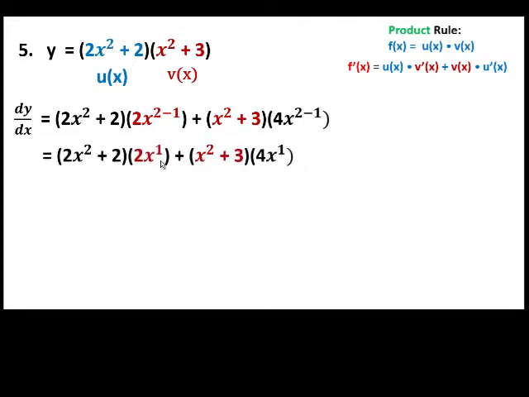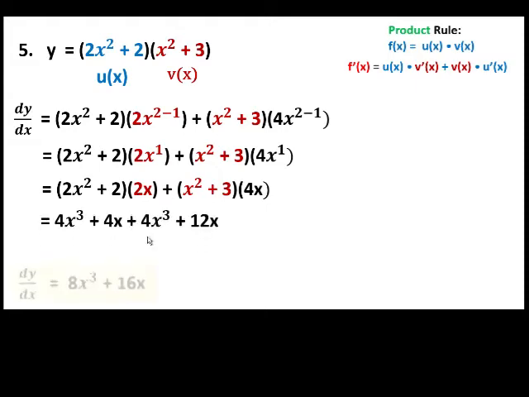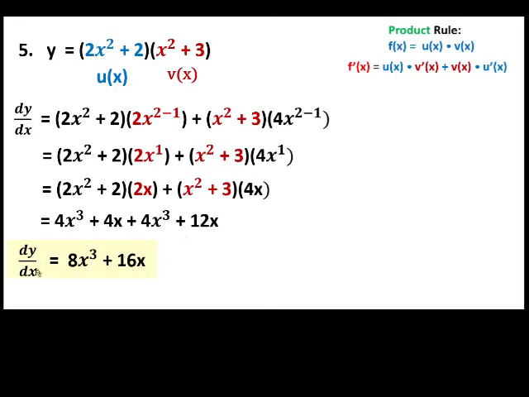Simplify the exponent. So distribute 2x in its terms and 4x in each of the terms inside the parentheses. After that, combine similar terms. So our final answer is dy dx is equal to 8x cubed plus 16x.